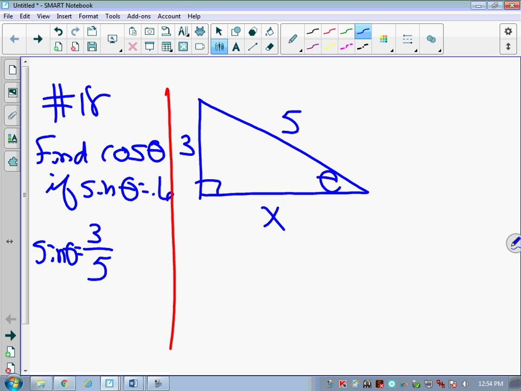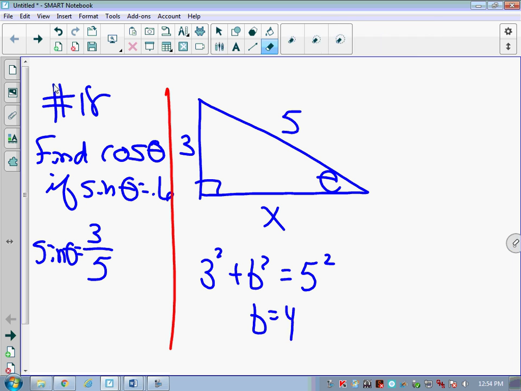Now, based upon what we know about Pythagorean triples, we could already go ahead and have our answer there. Some of you would already know what that is. If you didn't know what it was, you could do 3 squared plus b squared equals 5 squared, right? You could use Pythagorean theorem. So 9 plus b squared equals 25. Subtract 9 from 25, you're going to get 16. The square root of 16 is 4. So we know b equals 4. Right, so I can put 4 in right there.